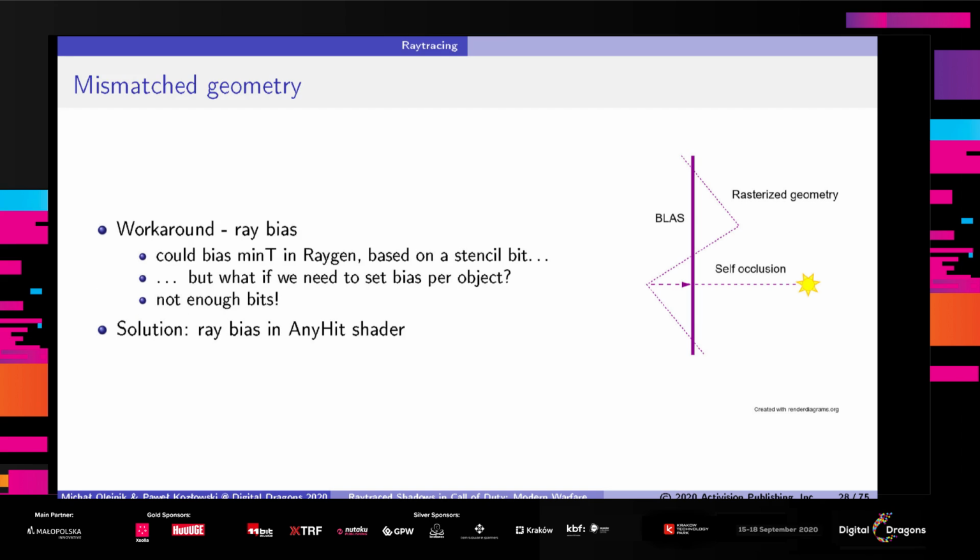To work around this problem, we thought of biasing the minimum trace distance to avoid self-occlusion artifacts. We needed to determine object type on a per pixel basis, for example by using a stencil buffer. However, we did not have enough stencil bits left for our needs, so we came up with a different solution. By using a bias value in the any hit shader, we can have different biases even on a per object basis.